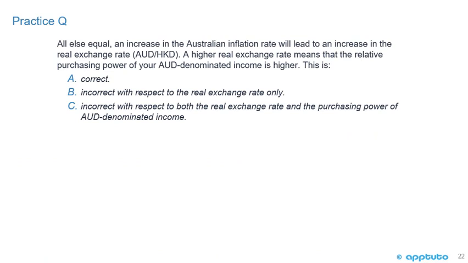Another practice question. All else equal, an increase in the Australian inflation rate will lead to an increase in the real exchange rate, Aussie dollar over Hong Kong dollar. A higher real exchange rate means that the relative purchasing power of your Aussie dollar denominated income is higher. This is A, correct, B, incorrect with respect to the real exchange rate only, or C, incorrect with respect to both the real exchange rate and the purchasing power of the Aussie dollar denominated income.